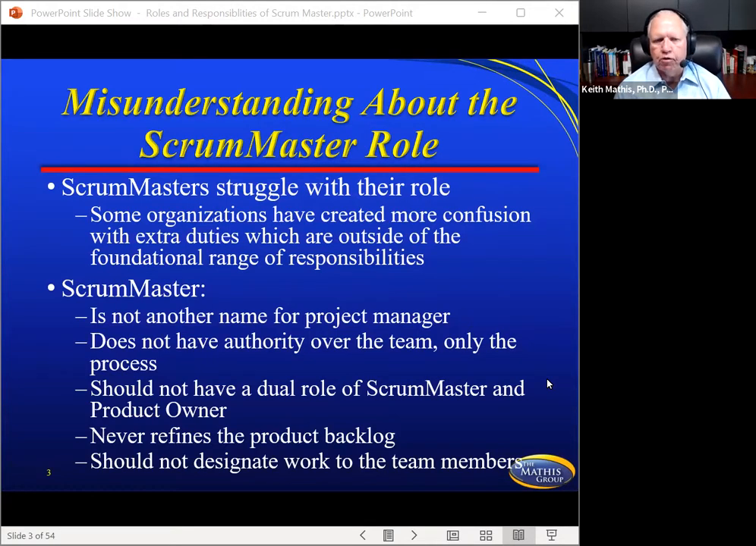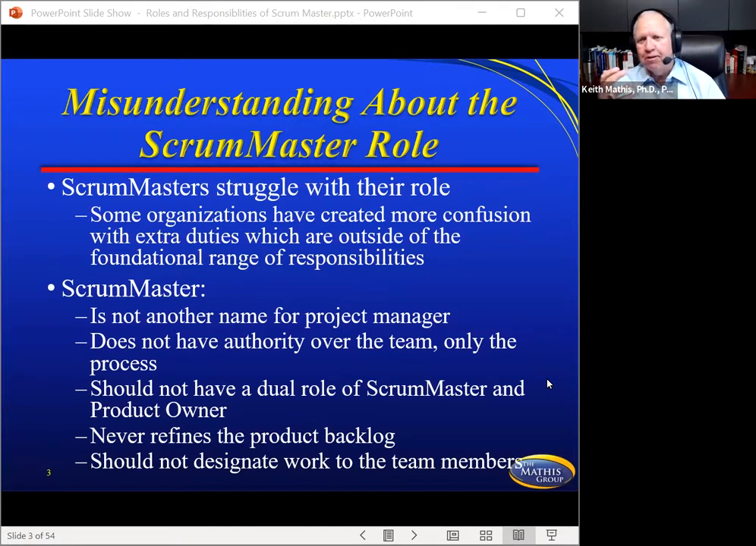Some organizations have created more confusion with extra duties, which are outside of the foundational range of responsibilities. And a lot of organizations, and maybe you've seen this as well, some Scrum Masters have been called Scrum Masters, but they really were project managers, and now they're called Scrum Masters, but nothing's changed. Now, I'm sure your organization didn't do that, but if you're in that situation, you know what I'm talking about. So everybody got a new role, a new title, but nothing's changed. It's still the same old, same old.